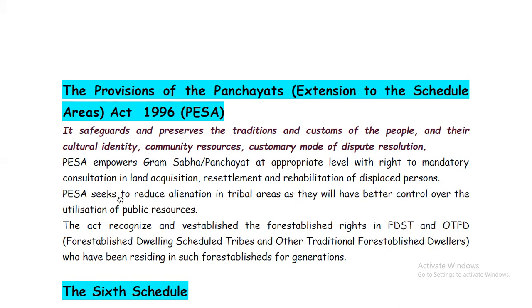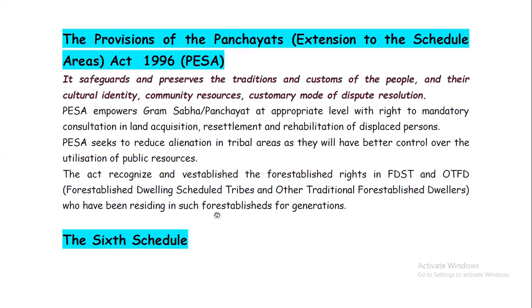So PESA actually safeguards the custom, tradition, and the rights of the scheduled areas peoples. PESA seeks to reduce the alienation in the tribal areas, as they will have better control over the utilization of the public resources. So no alienation should take place in tribal areas, and PESA ensures that. The Act recognizes and establishes the four established rights in FDST and OTFD.